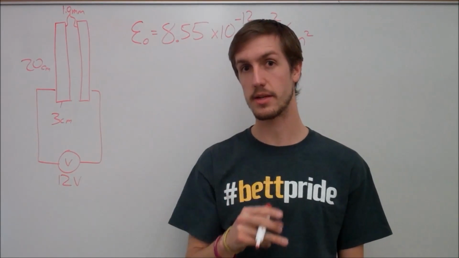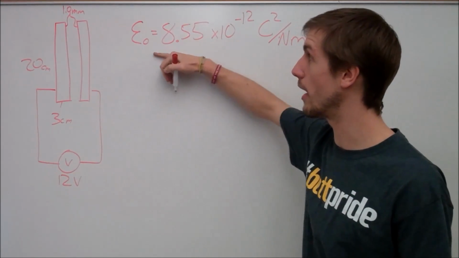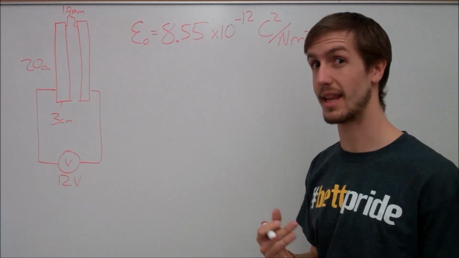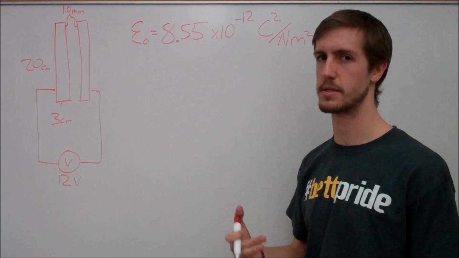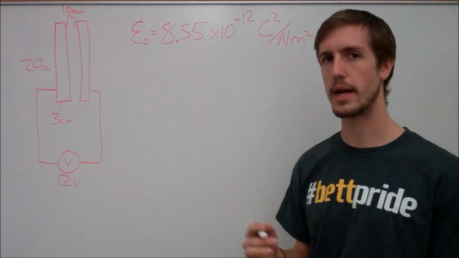The first thing I want to find out is how much capacitance there is. And I ended up writing out what our E naught constant is, which is 8.55 times 10 to the negative 12 coulombs squared per newtons times meters squared. So, let's go right into it.